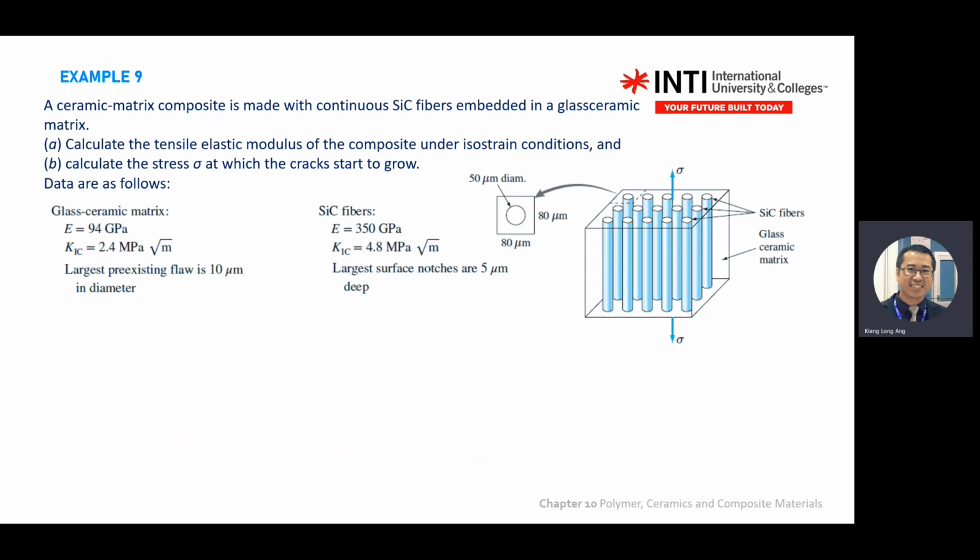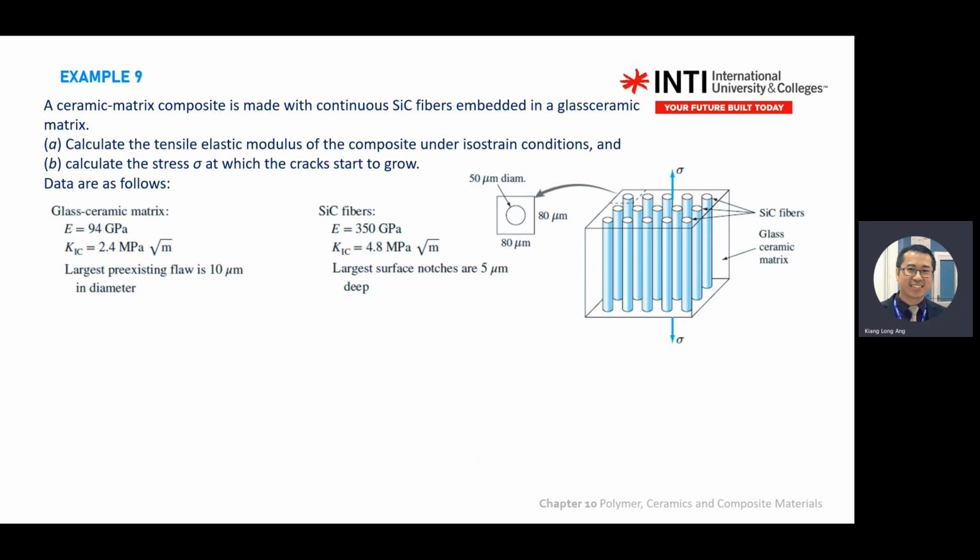So this is a ceramic matrix. You have a SiC fiber embedded in ceramic glass. The question asks you to calculate the tensile elastic modulus E of the composite under iso strain. This is iso strain, so use the previous equation, what I wrote on the whiteboard here, you just change the P parameter, right? So calculate the stress or strain at which crack starts to grow.